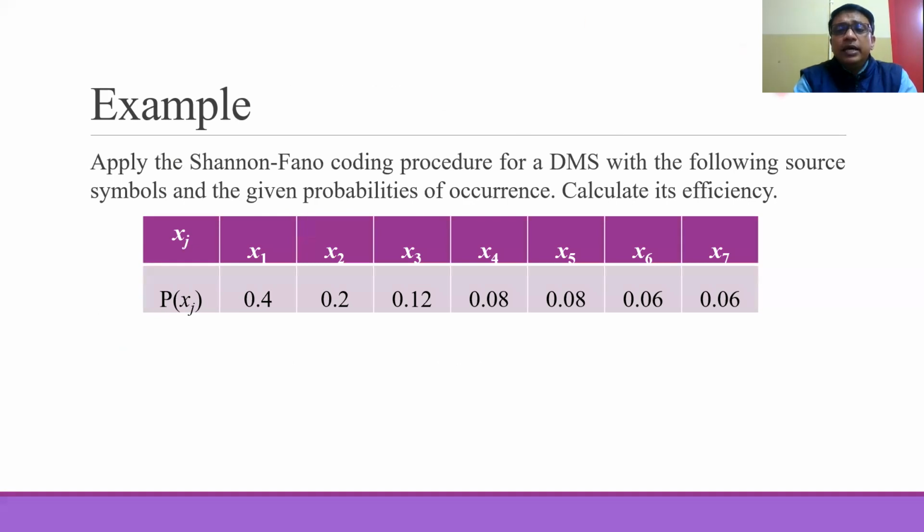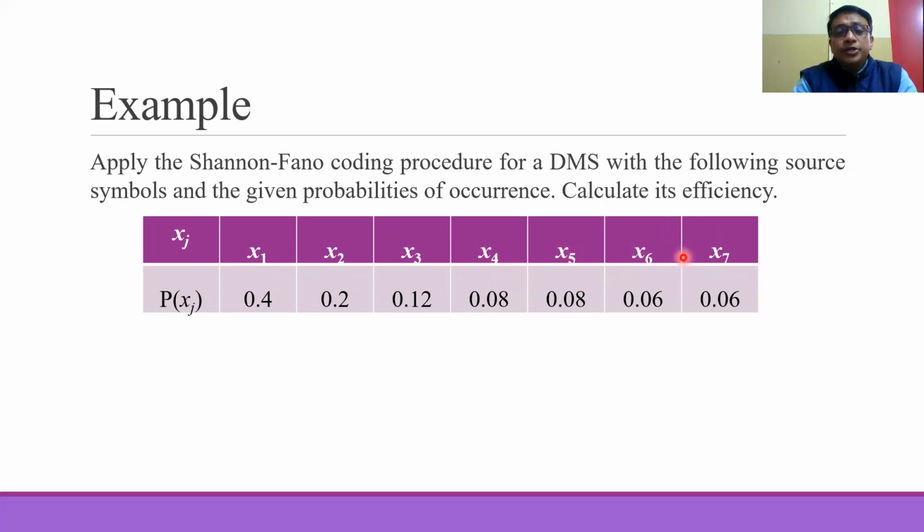So let us take one example here. Apply the Huffman code for a DMS. You know what a DMS is? DMS is a discrete memoryless source with the following source symbols and given probabilities of occurrence. Calculate its efficiency. The source symbols are x1, x2, x3, x4, x5, x6, and x7, and the associated probabilities are 0.4, 0.2, 0.12, 0.08, 0.08. You can see that x4, x5, x6, x7 have the same probability, so you can place them in any arbitrary order. For x4, x5, you can place x4 on top of x5 or the other way. Similarly for x6 and x7.